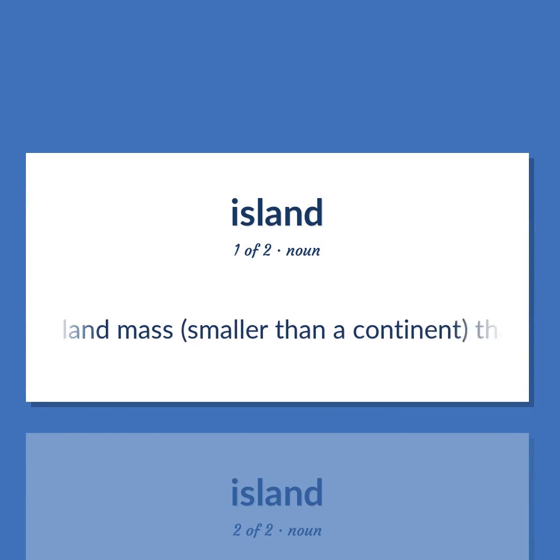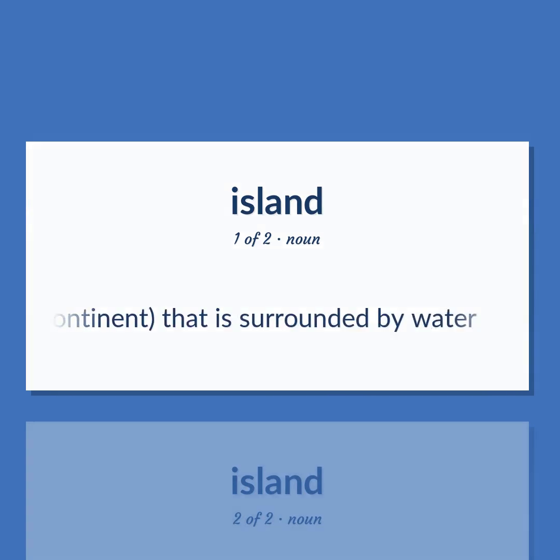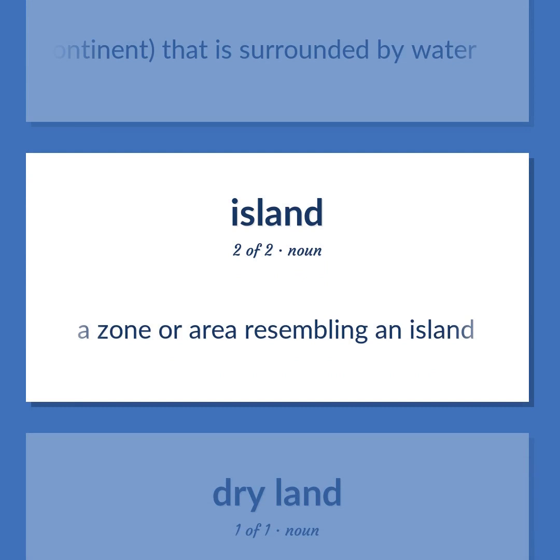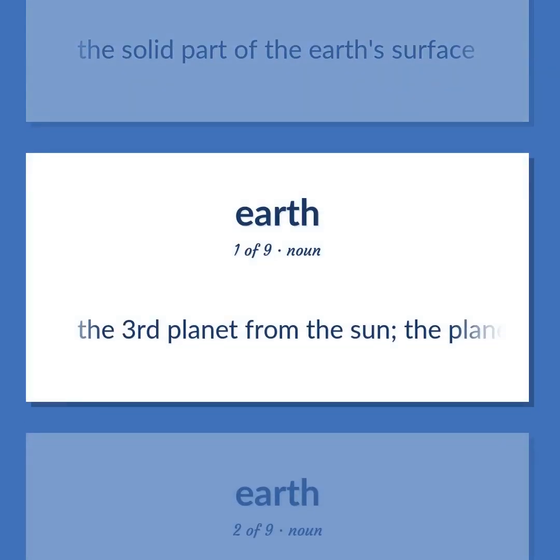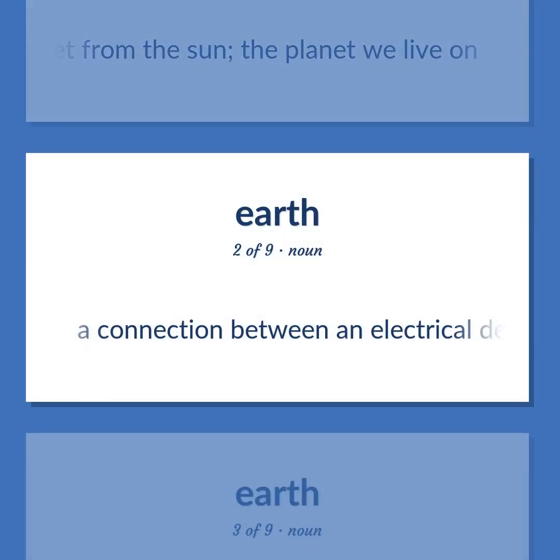A landmass, smaller than a continent, that is surrounded by water. A zone or area resembling an island. The solid part of the Earth's surface. The third planet from the Sun, the planet we live on. A connection between an electrical device and a large conducting body, such as the Earth, which is taken to be at zero voltage.